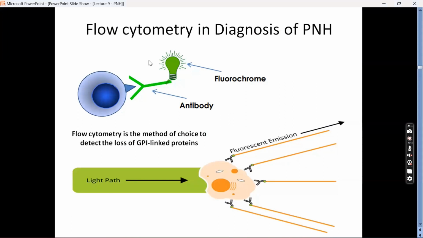Okay, fine, right? So as simple as that. If there is a signal, then the GPI protein is present, so the cell is normal. If there is no signal, then that particular protein is not there, which indicates that it's a PNH clone or a PNH cell.